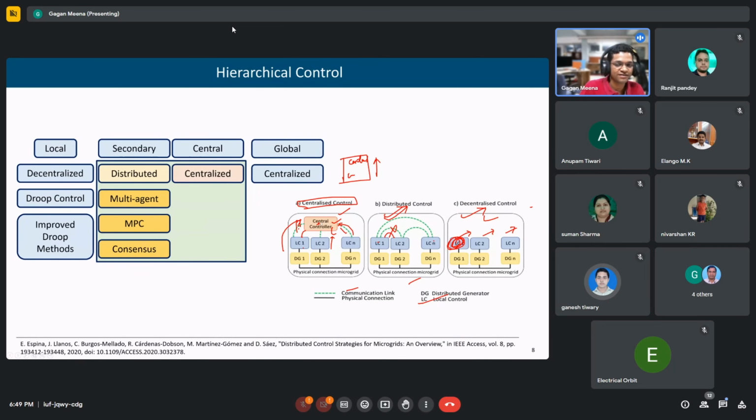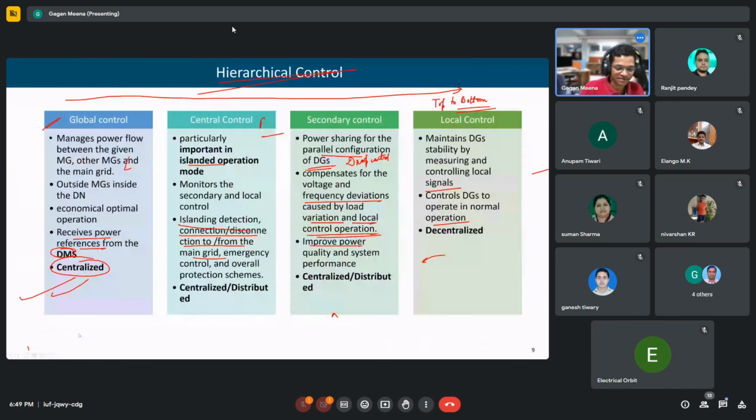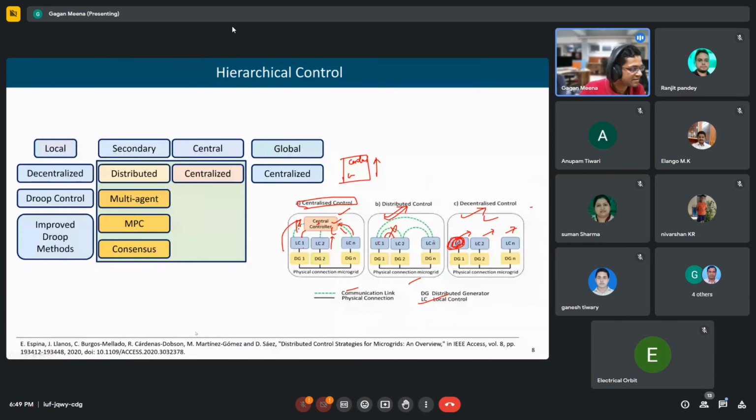So there is only one central controller, and each controller is linked to the local controller. There is only one link. So if that communication link fails, then there is no control. The local controller has no input. It doesn't know what to do if there is only centralized control. So it receives inputs, control signals from that central control: how much to produce, what should be the current, voltage, everything.